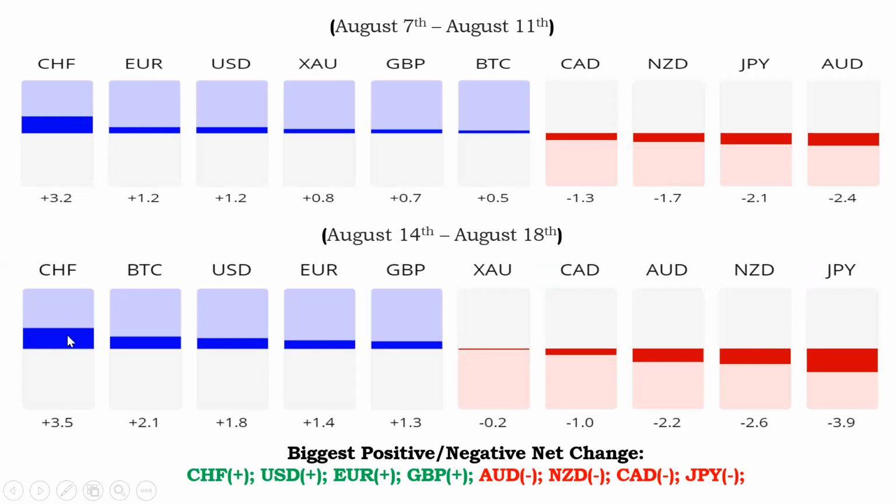Starting with Swiss franc, we see it still gaining more strength from last week, where it had a score of 3.2. This week it is scoring 3.5, gaining in strength. We see Euro also gaining in strength from 1.2 to 1.4, United States dollar from 1.2 to 1.8, and the Great Britain pound moving from 0.7 to 1.3. So these are my best long pairs going into the week. Pairing them up with weaker pairs will present us with the best setups for the week.